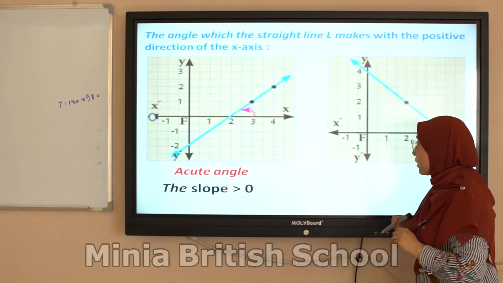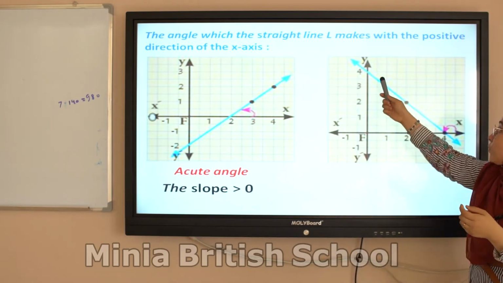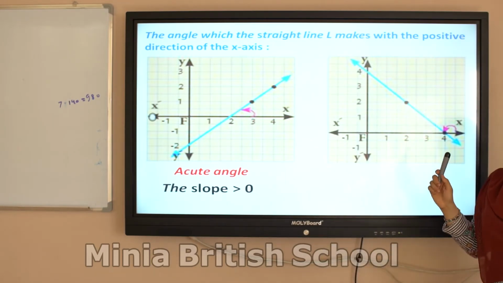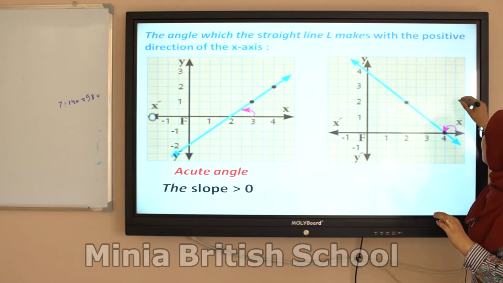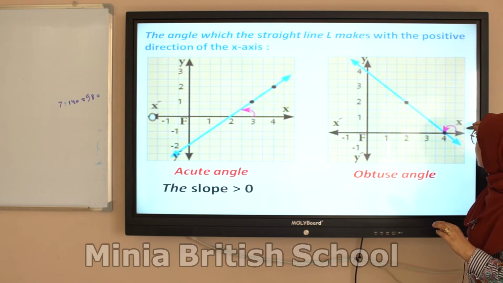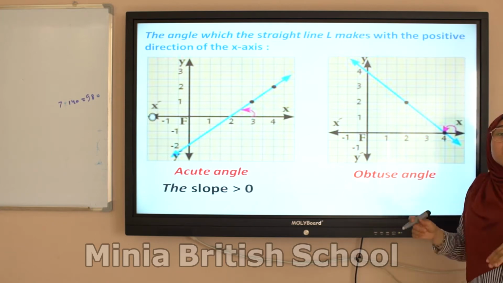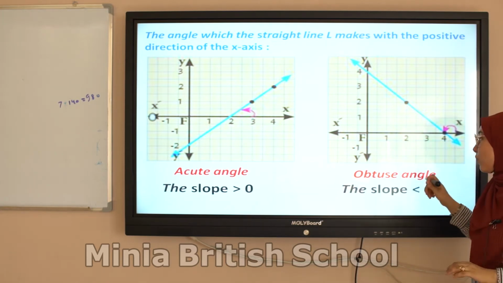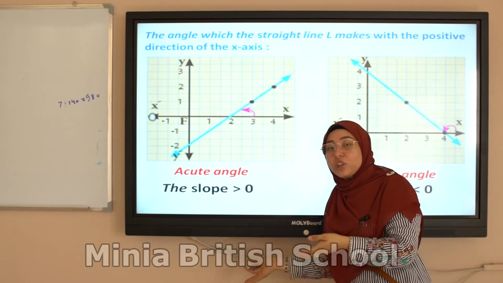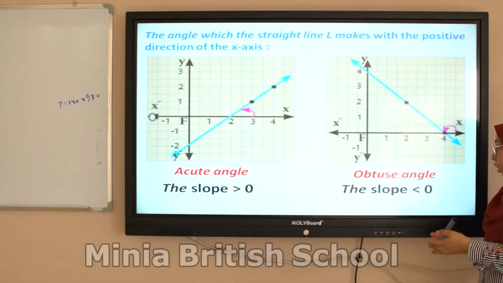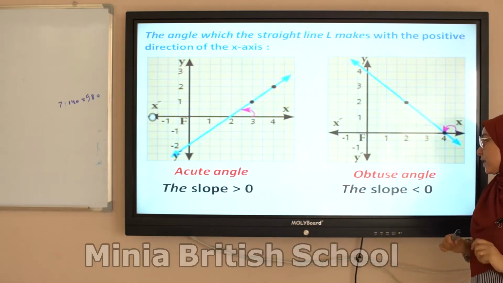But when the straight line L makes with the positive direction of the x-axis an obtuse angle, then the slope is less than 0. Okay, acute angle, slope greater than 0. Obtuse angle, slope less than 0.